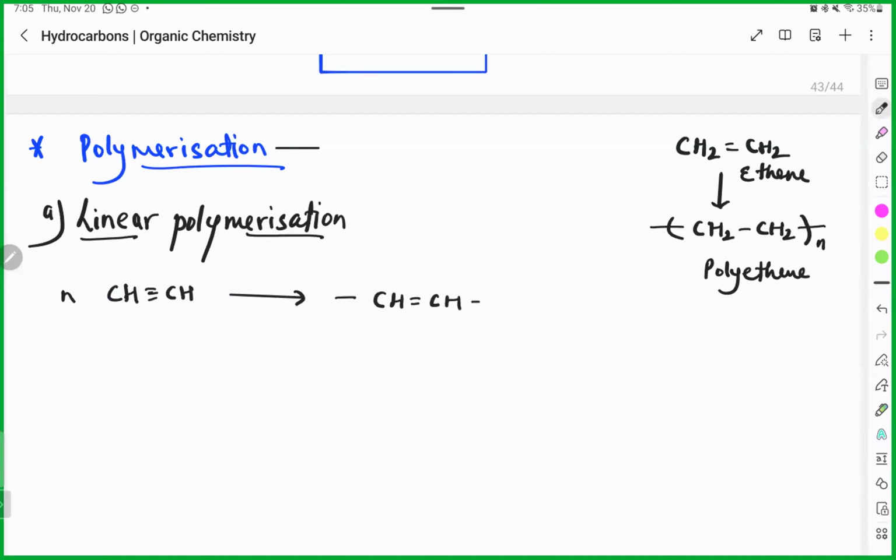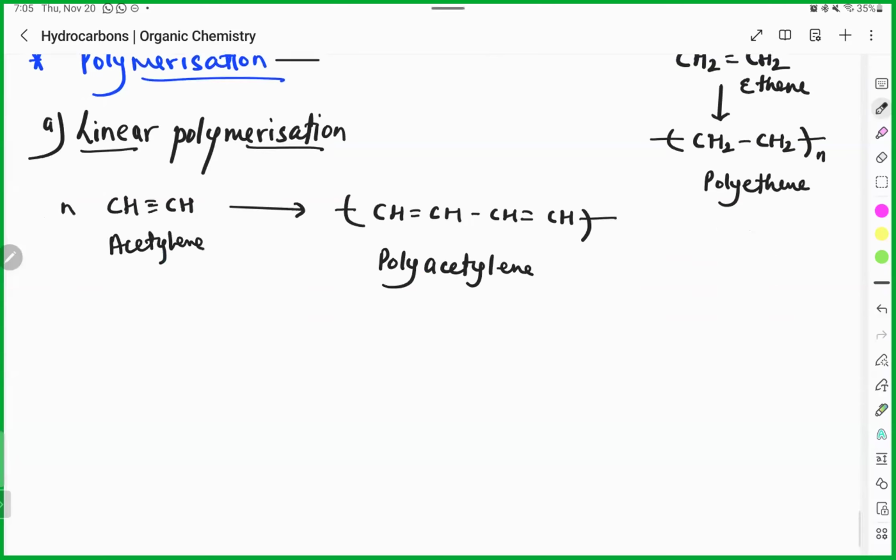Double bonds, like this, CH, and then it will react. So this is polyacetylene. Multiple acetylene molecules are attached, because this name is acetylene. So polyacetylene. But this is not special.